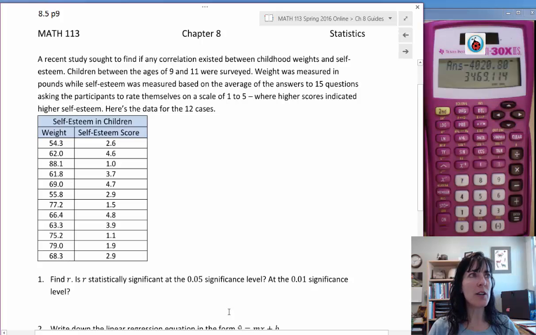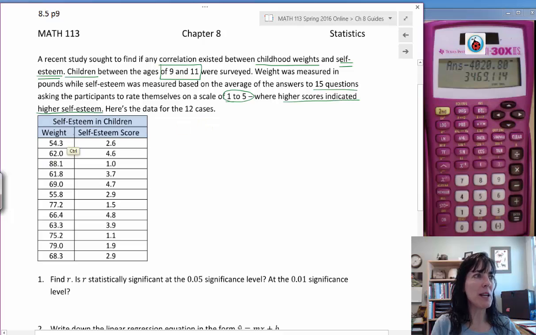A recent study sought to find if any correlation existed between childhood weights and self-esteem. Children between the ages of 9 and 11 were surveyed, and it says children, so this time we have boys and girls for our data. Weight was measured in pounds, and self-esteem was measured based on the average of the answers to 15 questions, asking the participants to rate themselves on a scale of 1 to 5, where higher scores indicated higher self-esteem. That's the important takeaway from that sentence.